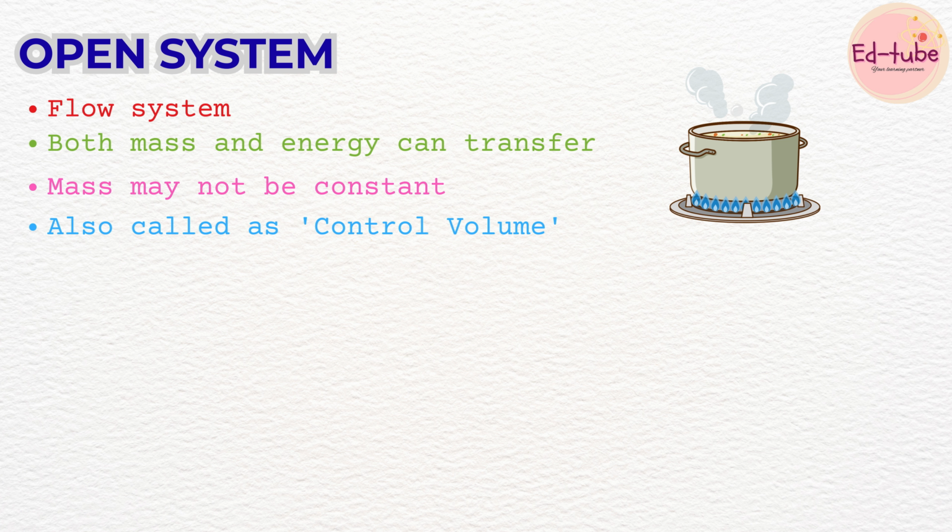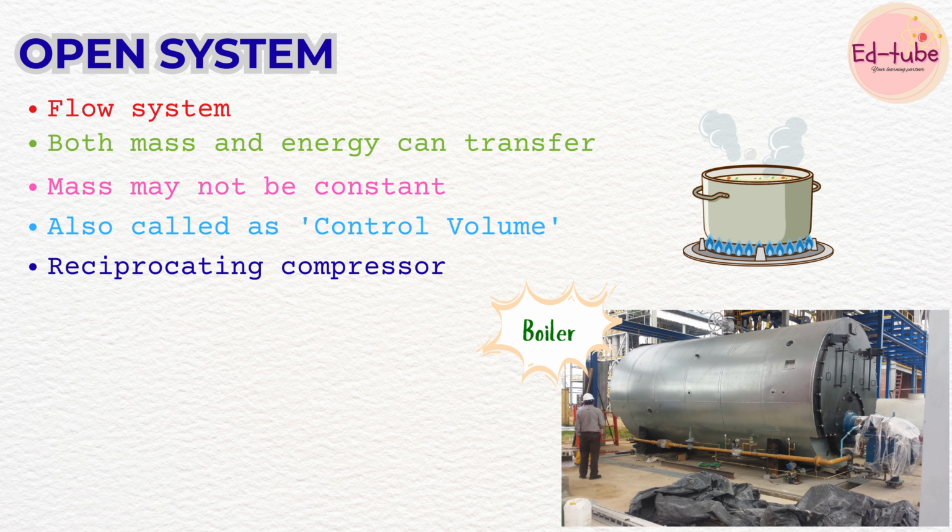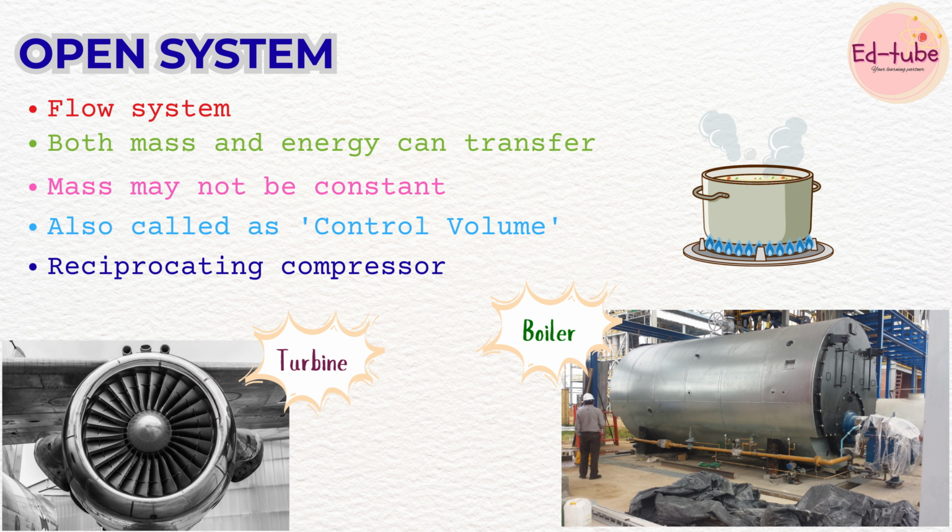A particular example of an open system is that of a reciprocating compressor. Boiler in a power plant. Water is pumped into the boiler, heated to produce steam, and then the steam is used to drive a turbine. In this system, mass, that is water and steam, is transferred in and out of the system, and energy is transferred in the form of heat and work. Other examples include turbines and heat exchangers in which the fluid flows through them and heat or work is taken out or supplied to them.